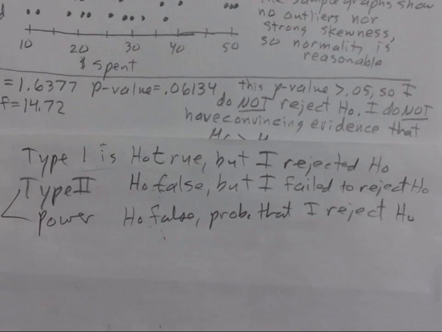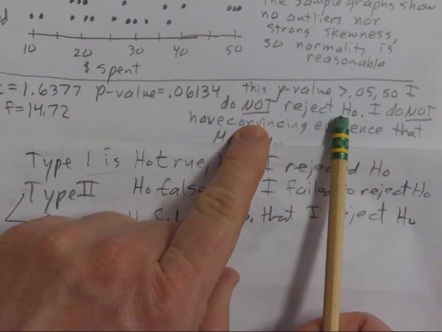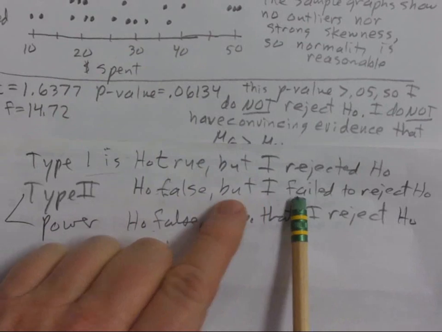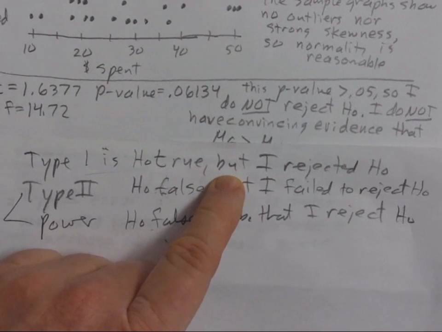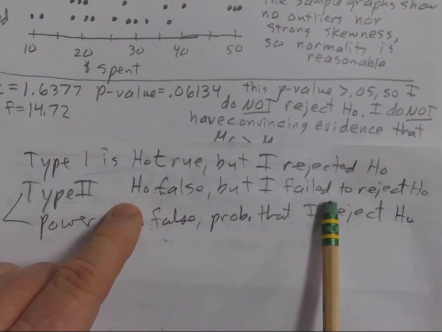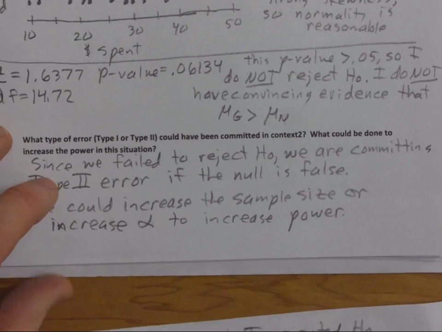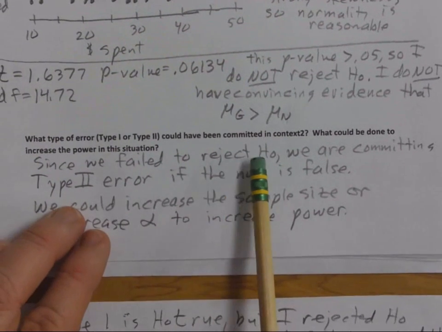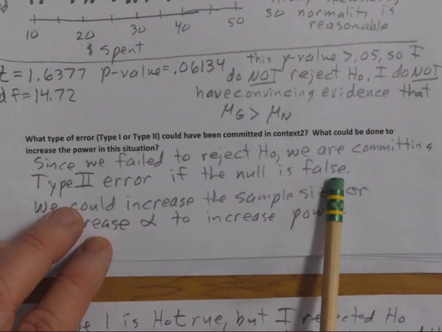So what could we have done here? Now you notice here we did not reject the null. Well, so it couldn't have been type 1 error. Type 1 error is when I falsely reject the null. But I didn't reject the null here. So I could have committed type 2 error. And so that's what we will say here. Since we failed to reject the null, we are committing type 2 error if, in fact, the null is false.